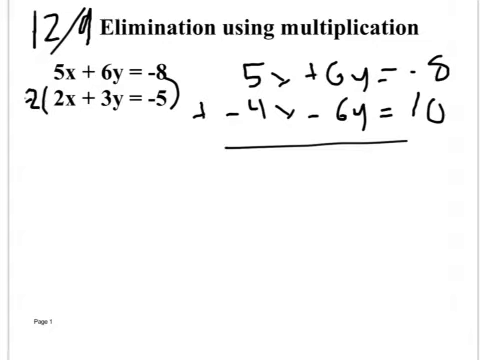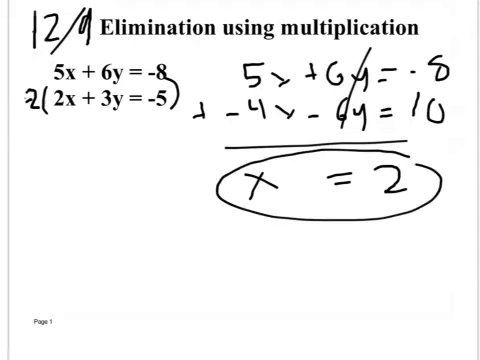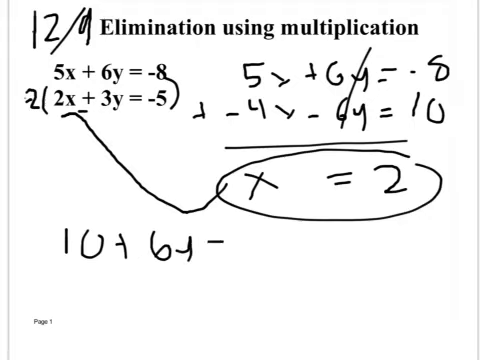So we add: 5 minus 4 is 1. 6 minus 6, that cancels it out. So we get x equals 2. Then I take x, which is now 2, and plug that into one of these equations. It does not matter which. Top one, okay, let's go top one. 5 times 2 is what, Caleb? 10. So we have 10 plus 6y equals -8.